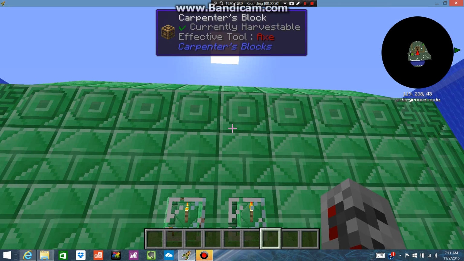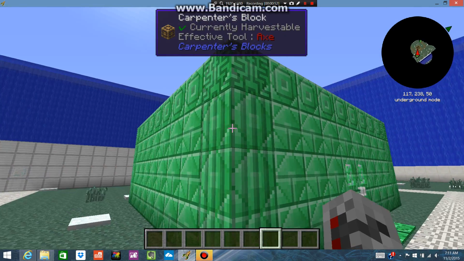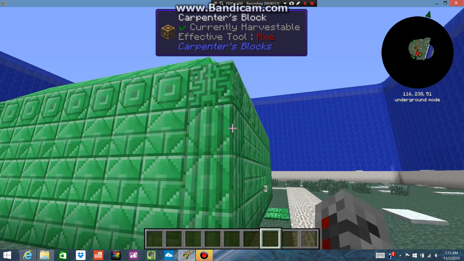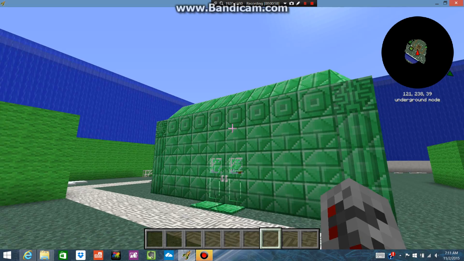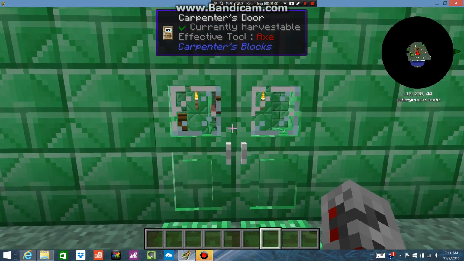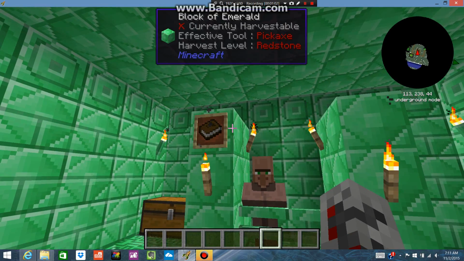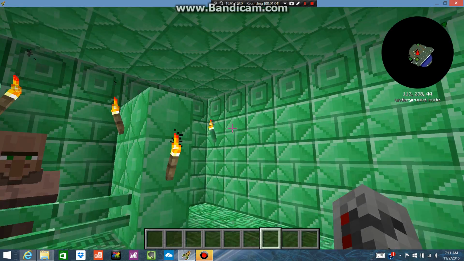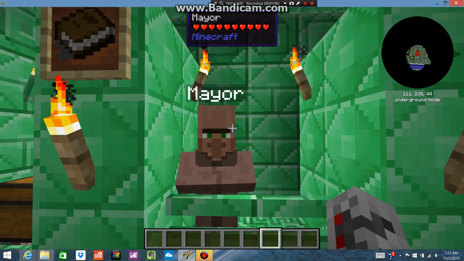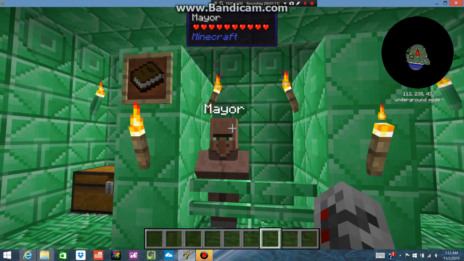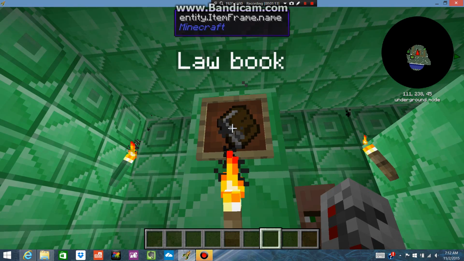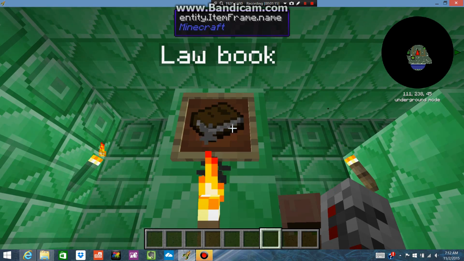Then we have the town hall. It took me a while to do this, but it looks nice now. In the town hall, which is the nucleus, we can find ourselves the mayor, who is the nucleolus, and the law book.